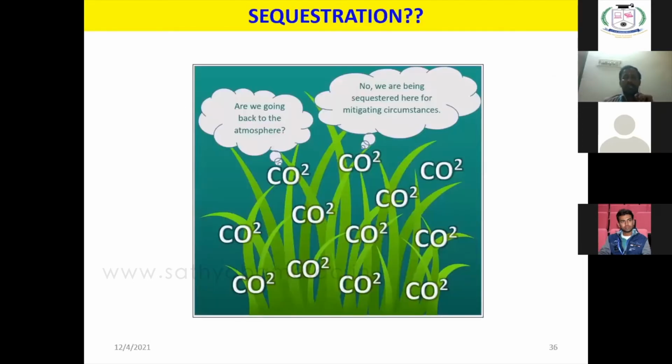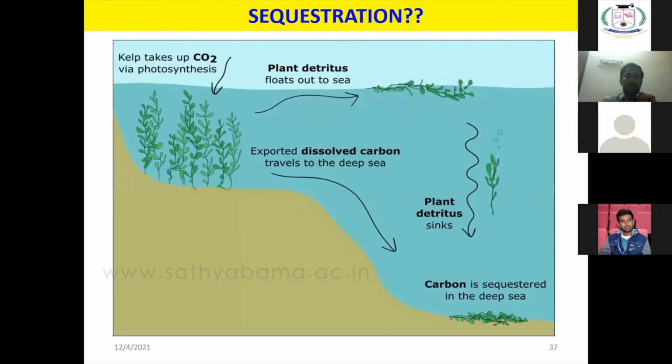So sequestration is a term that is the capture of carbon dioxide, and it can be further utilized, or it can be sequestered. For example, kelp, which is a brown algae, takes carbon dioxide via photosynthesis, and then the detritus of this kelp floats over the sea, and then it sinks. The carbon dioxide is stored over there as biomass, which will be floated, and then sunk and stored as a carbon store in the marine environment.